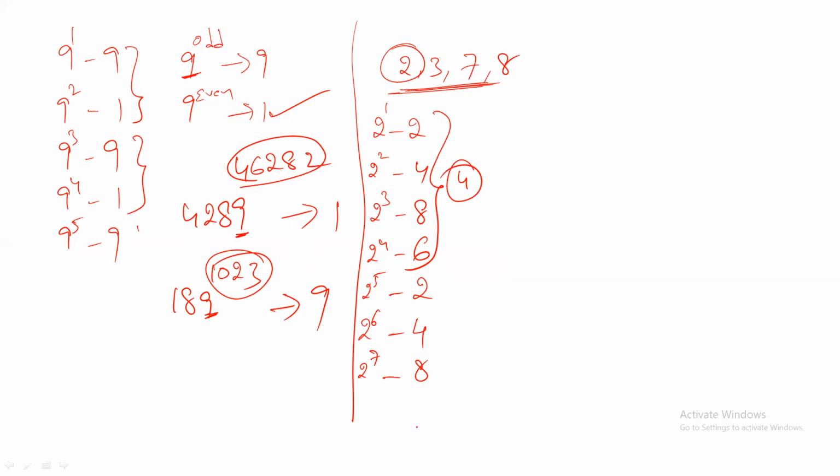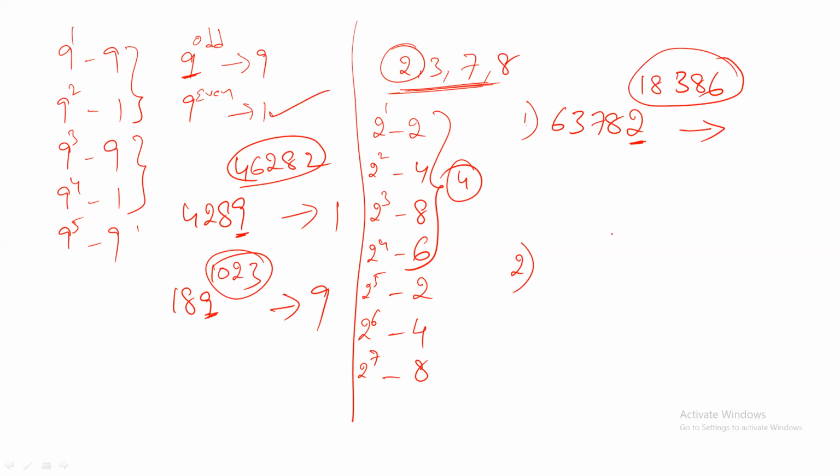Now I will tell you, if any number ends with 2, how to find it in just 2 steps. I will take one or two examples here. Let me take an example: 6378 to the power of, let's consider here, 18386. I'm just taking random values. Here the number ends with 2, and we need to consider the power. Now we are checking what the unit digit will be in this case. Now I will tell you one more question here. Two questions I will explain, no need to worry about it.